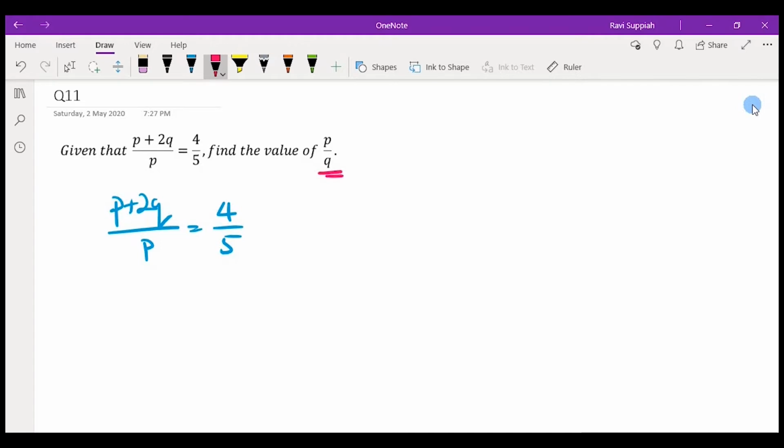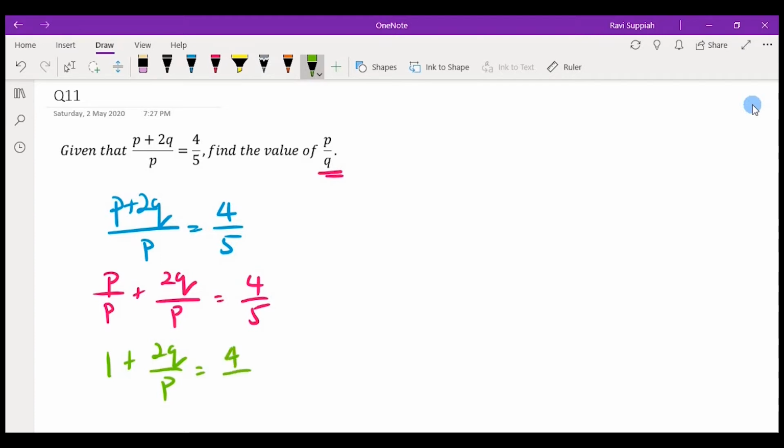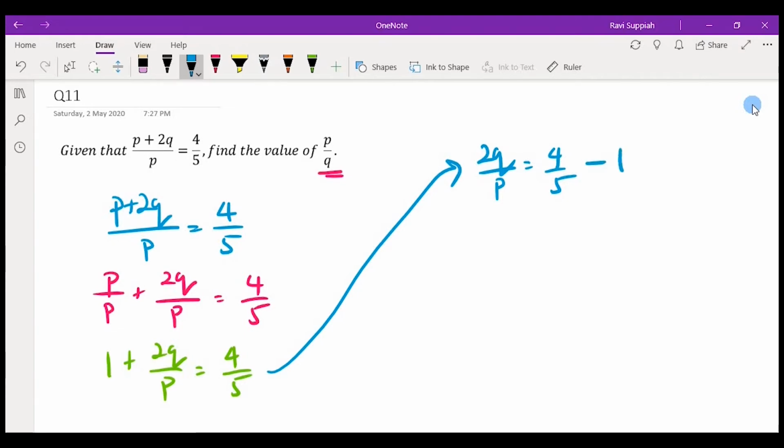Alright, so on the left hand side, we have a fraction. We can break up this single fraction into two separate fractions. So we can say p/p + 2q/p = 4/5. Alright, p/p is 1, plus 2q/p = 4/5. Now, I can write 2q/p = 4/5. The 1 we can bring over, so I get minus 1, which is minus 1/5.